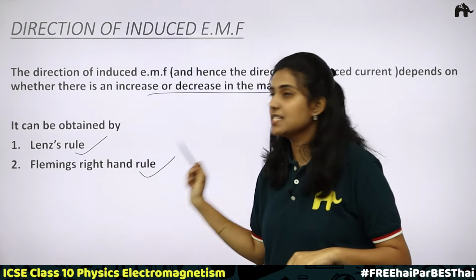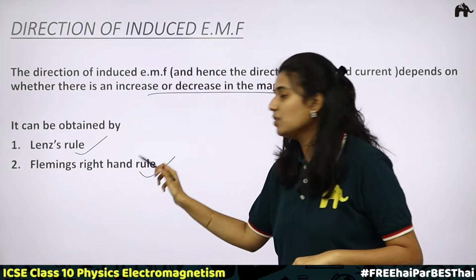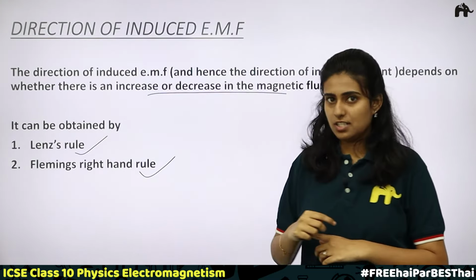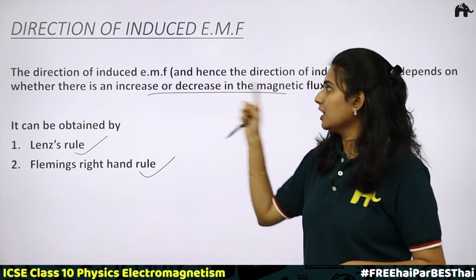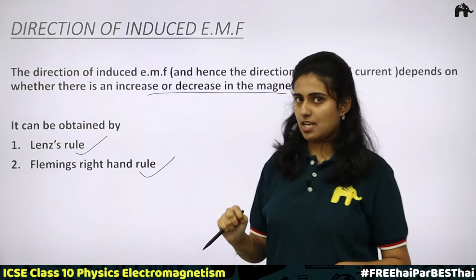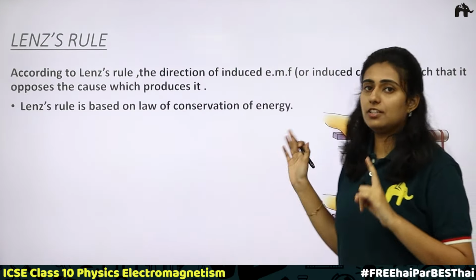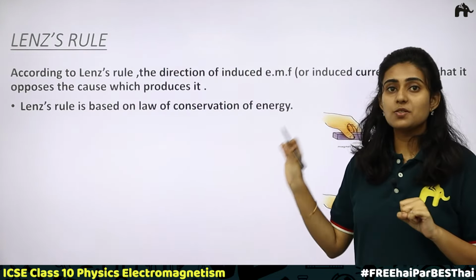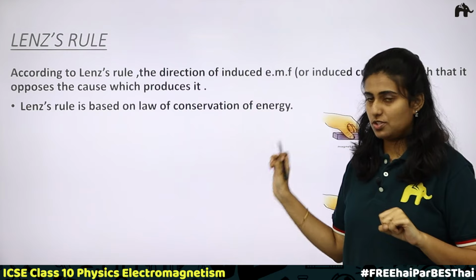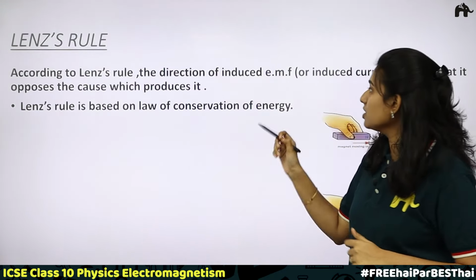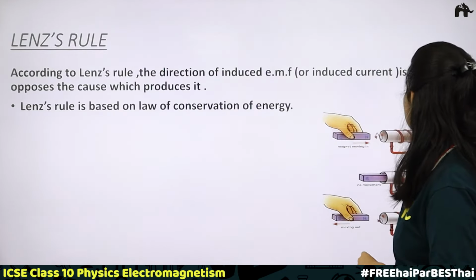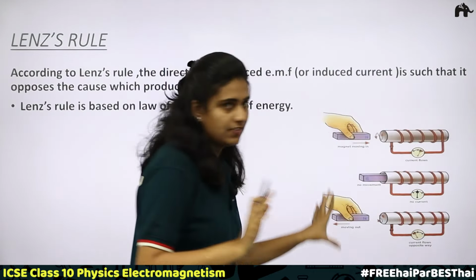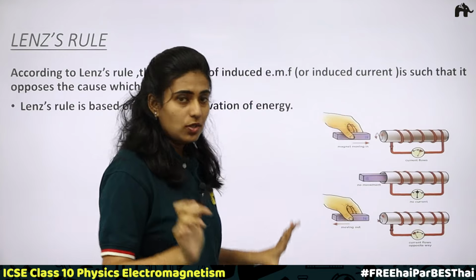Why did we use Fleming's left hand rule? Fleming's left hand rule was used to find the direction of force, in which direction the conductor is moving. Now here we will be finding the direction of induced EMF using Fleming's right hand rule. Okay, Lenz's rule. Let's see what Lenz's rule is. As we studied, Lenz's rule is used to find the direction of induced current. According to Lenz's rule, the direction of induced EMF or induced current is such that it opposes the cause which produced it. Now just look at this figure. This is Faraday's experiments. Here you can see the magnet.